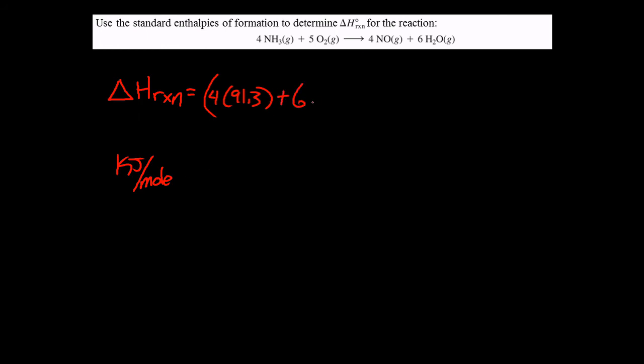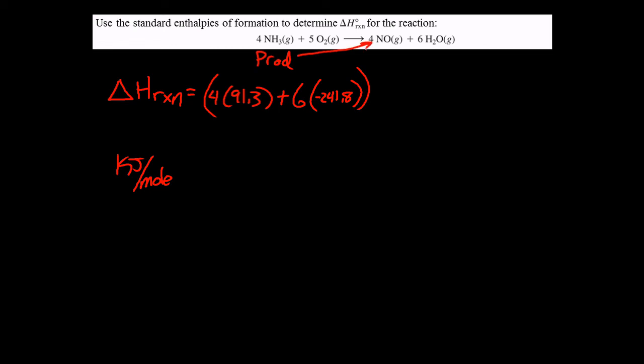I'm going to add to that 6 times the number for gaseous water. Notice that it is in the gas phase now, so we cannot use the same number that we used from the previous question, because that was in the liquid phase. So let me see. Where is my oxygen? There it is. So water in the gas phase is negative 241.8. So those are my products.